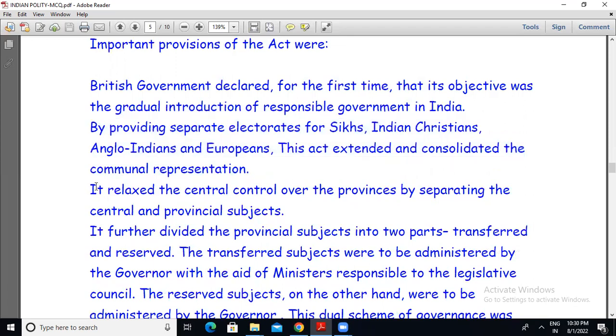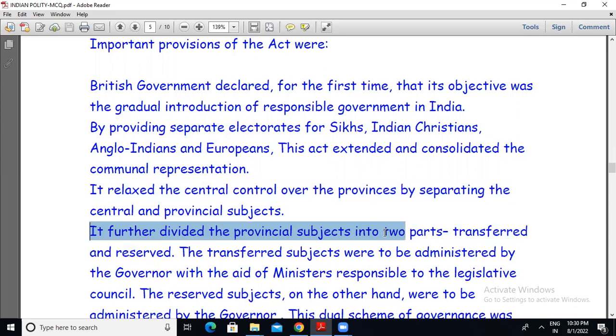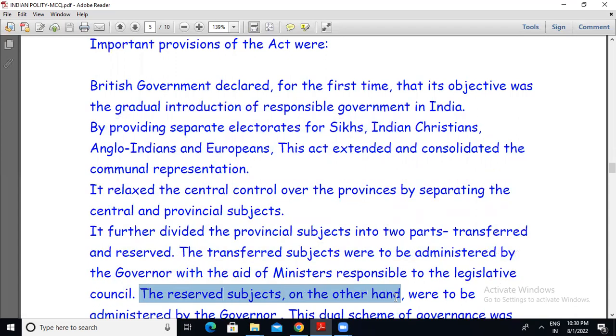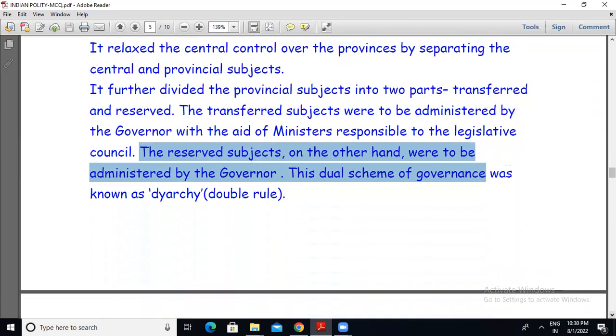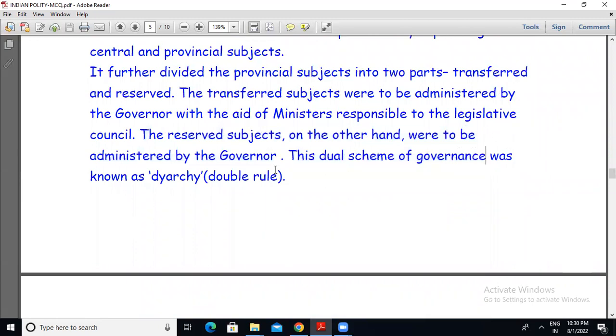Then it relaxed the central control over the provinces by separating the central and provincial subjects. So separation of central and provincial subjects happened here. Then it further divided the provincial subjects into two parts, transferred and reserved. The transferred subjects were to be administered by the governor with the aid of minister responsible to the legislative council, while the reserved subjects, on the other hand, were to be administered by governor. This dual scheme of governance was known as diarchy. So diarchy was first time introduced with the help of Montagu-Chelmsford reforms, that is Government of India Act of 1919.